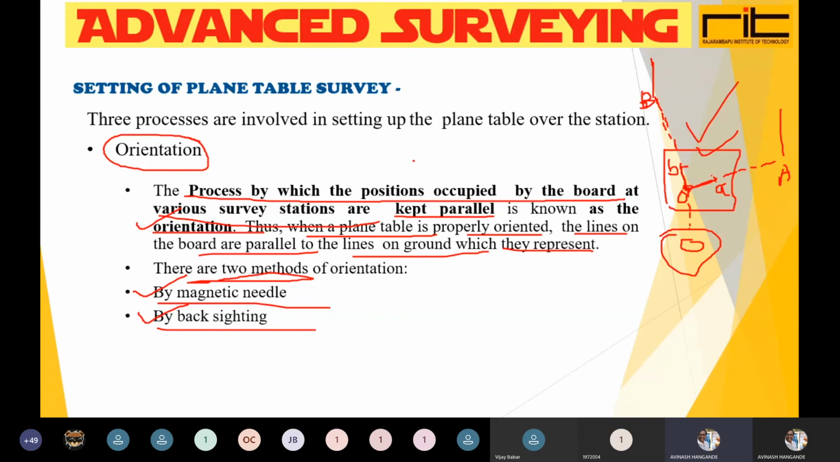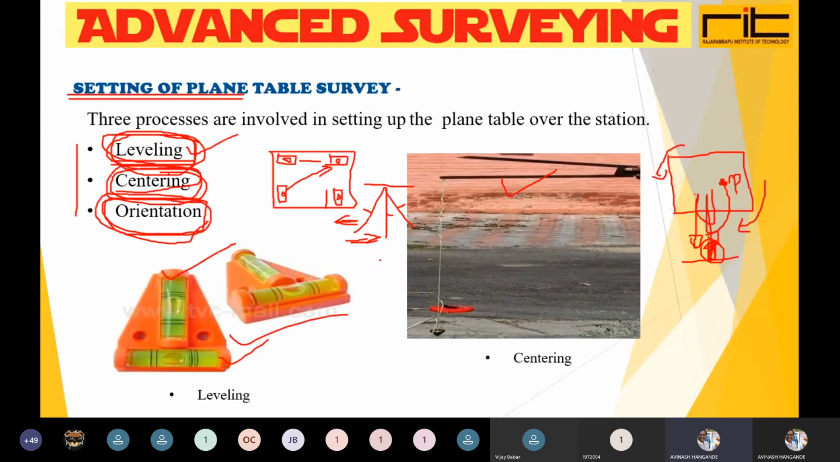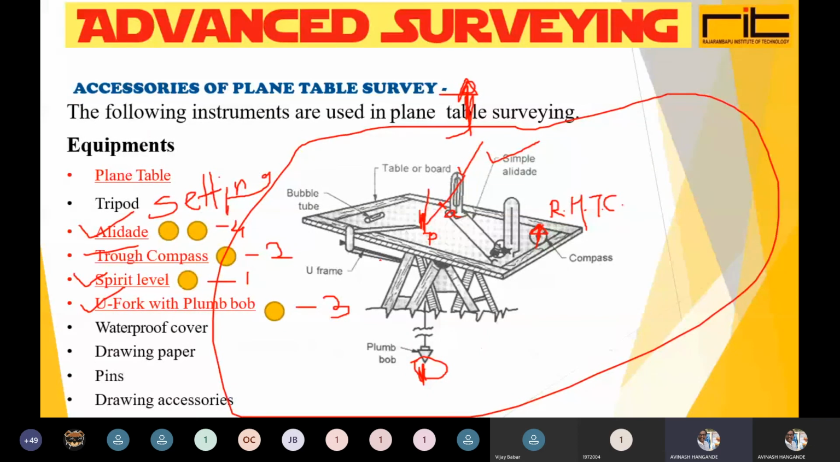Okay, so until now what we had seen, just I'll take a recap of what we had seen. Okay, so we had seen various instruments, various accessories. Okay, so plane table, tripod, alidade, trough compass, spirit level, U-fork with plumb bob, waterproof cover, drawing paper, pin, and drawing accessories. So these are the accessories. So a lot of accessories are there.